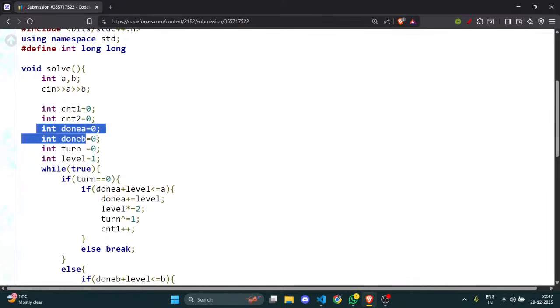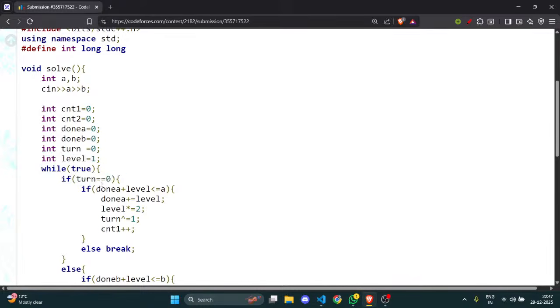And done A, done B denote the number of kgs of chocolate we have used. Done A means the number of kgs of white chocolate used. Done B denotes the number of kgs of black chocolate used. And turn denotes which layer this is. Is it a black layer or a white layer? And level denotes which level we are on, meaning how many kgs of chocolate would be required on this level. So level would be multiplied by 2 at each level.